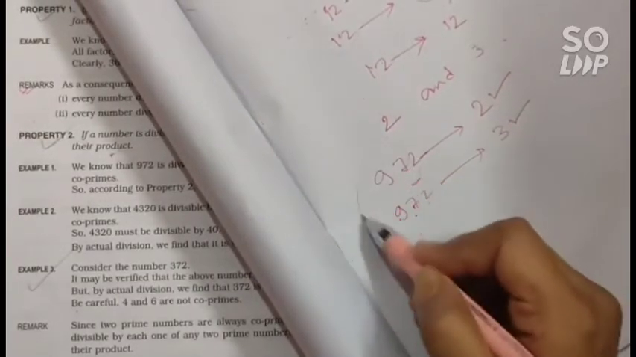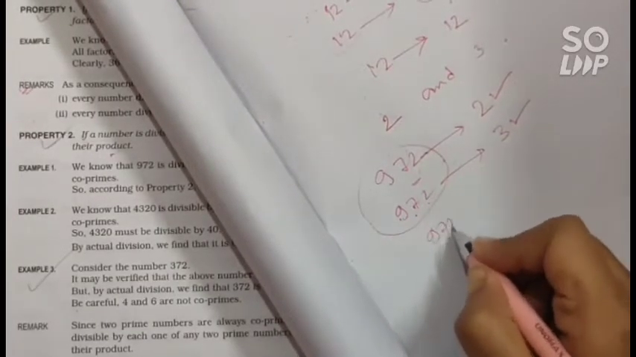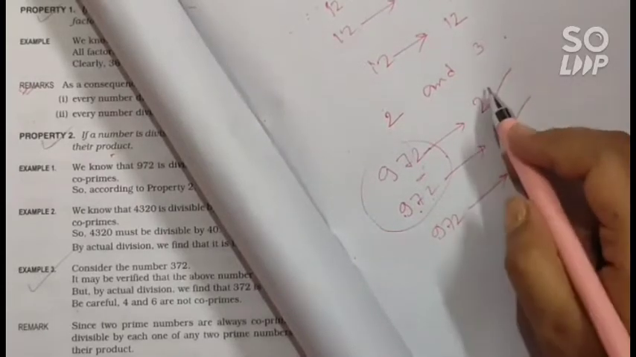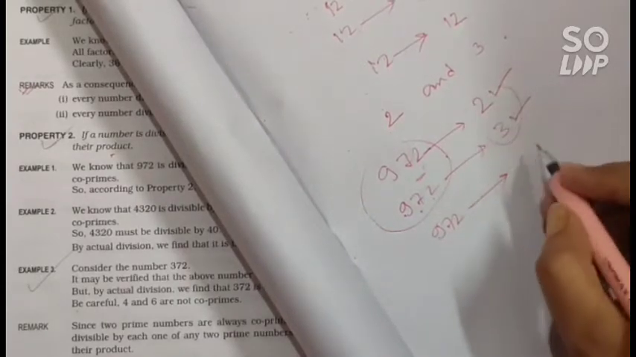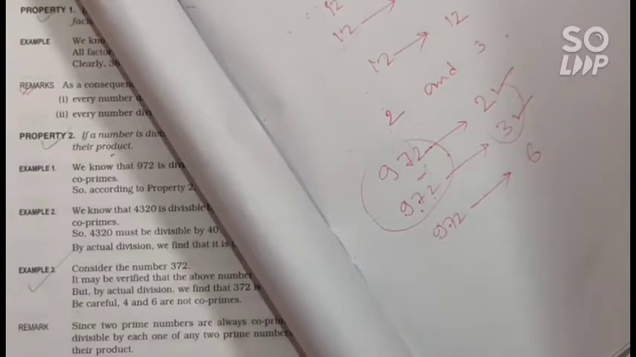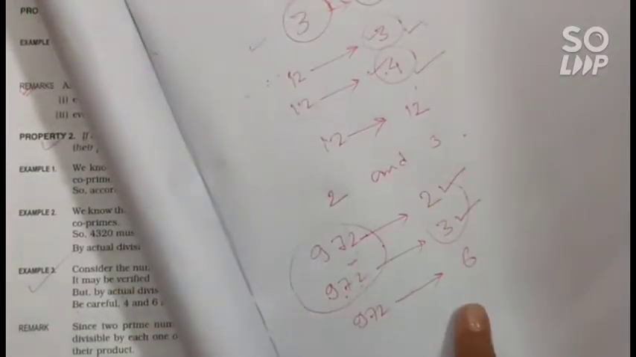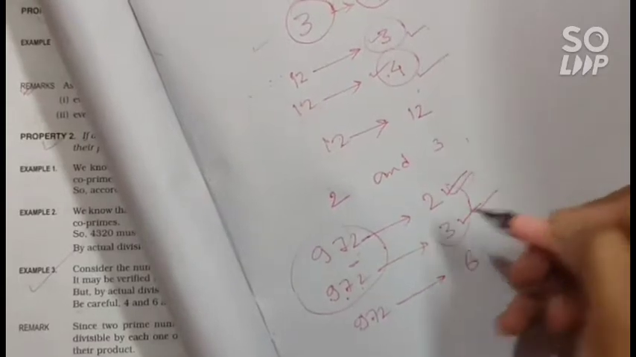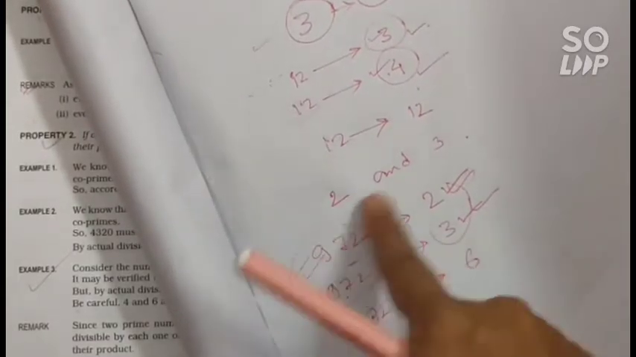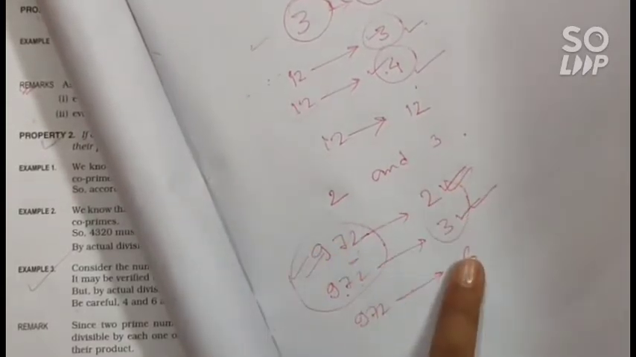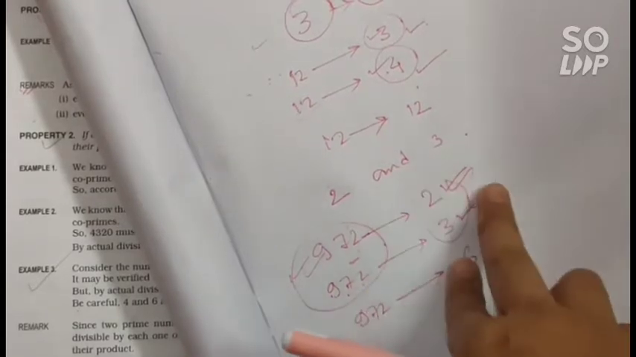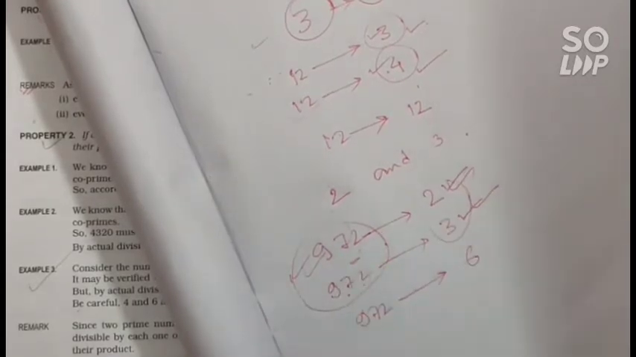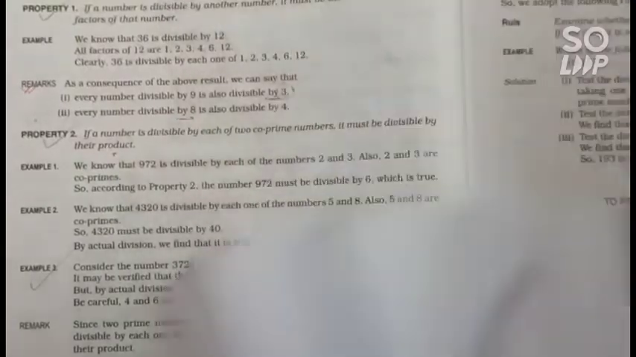And this number will also be divisible by their product, that is 2 into 3 gives 6, because 2 and 3 are co-prime. So if the numbers are co-prime and any number is divisible by both of those numbers, then the number will also be divisible by their product. Clear? Next property.